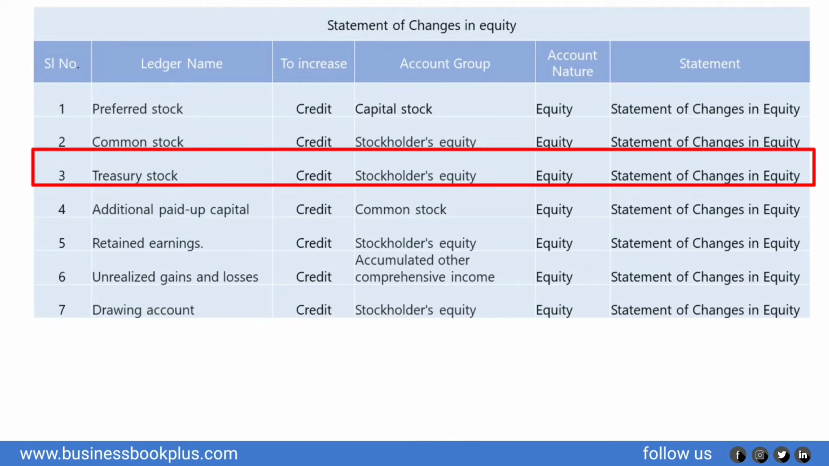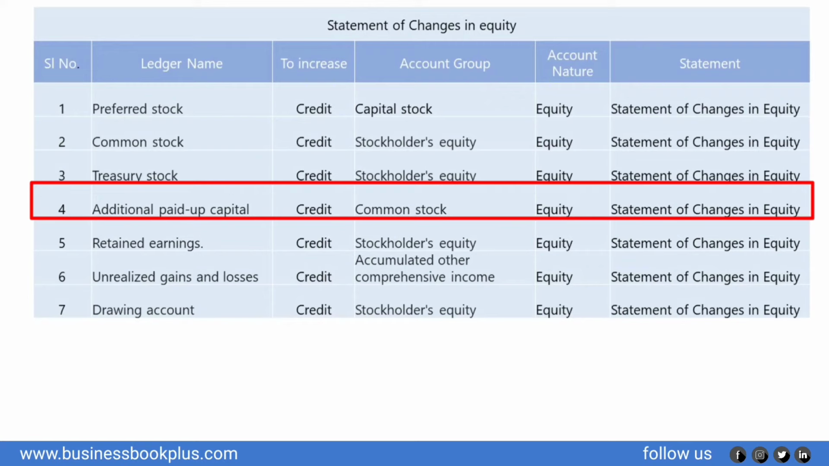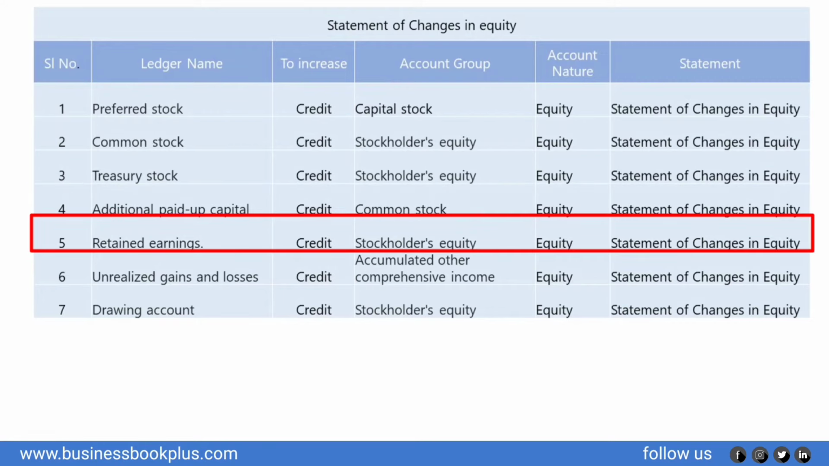Treasury stock increases with credit and comes under the shareholders' equity account group. Account nature: equity. Affects the statement of changes in equity. Additional paid up capital increases with credit. Account group: common stock. Account nature: equity. Affects the statement of changes in equity. Retained earnings increases when credited. Account group: shareholders' equity. Nature is equity. Affects the statement of changes in equity.